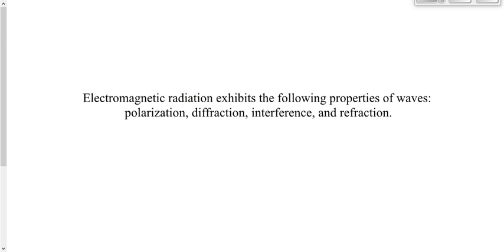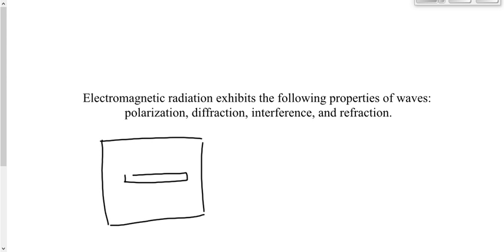Polarization. This is the one that's new to you. Polarization is a filtering out of components of waves. I'll give you a little analogy here. Let's say we have a piece of plywood with a horizontal slit in that plywood, just a narrow horizontal opening in that plywood.